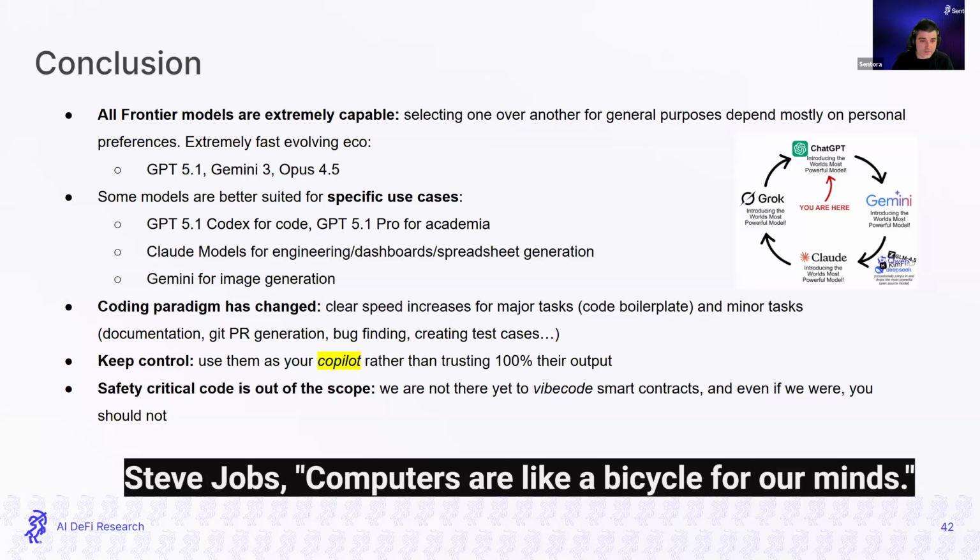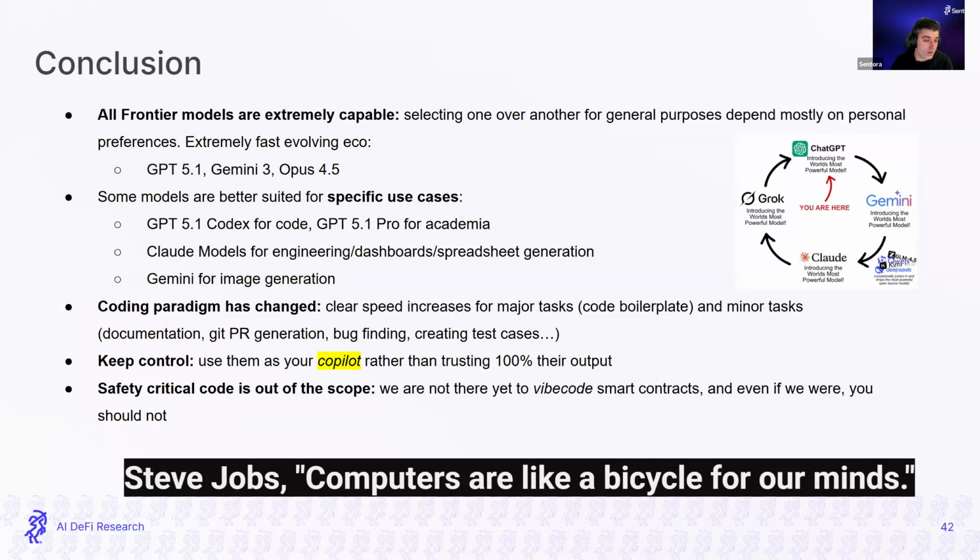Also, our conclusion is that the coding paradigm has changed, right? Even if we don't vibe code, there are at least clear speed increases in major and minor tasks. From creating boilerplate code to documenting the code, generating PR messages, bug finding, creating test cases. Nowadays, it's a no-brainer to leverage some of these tools for coding purposes.